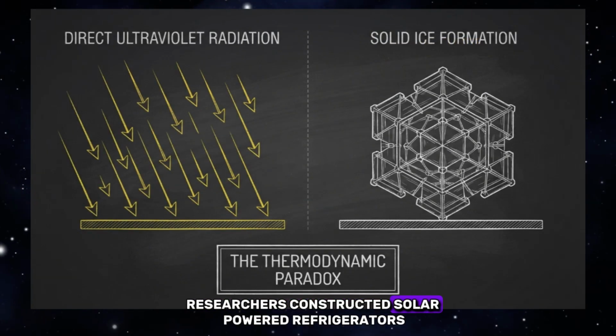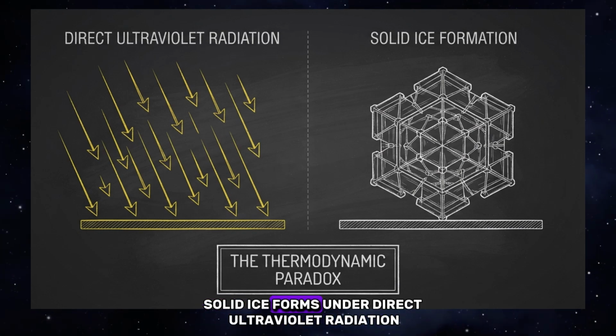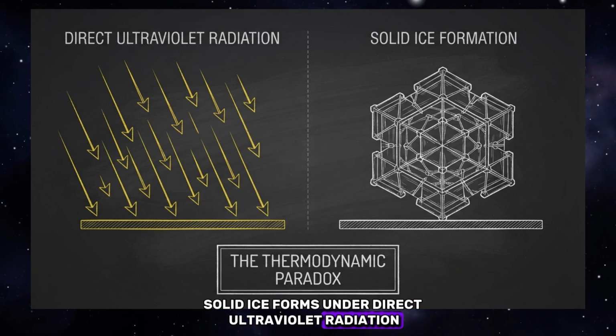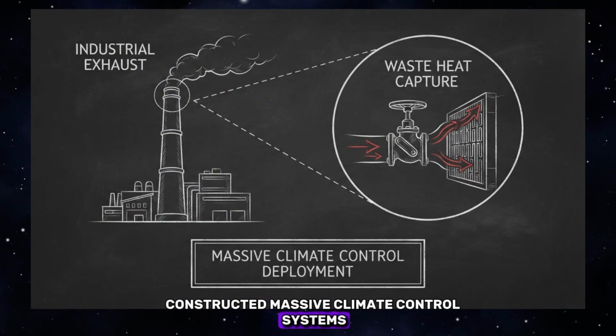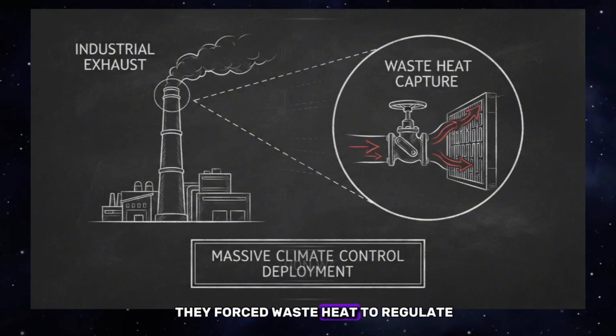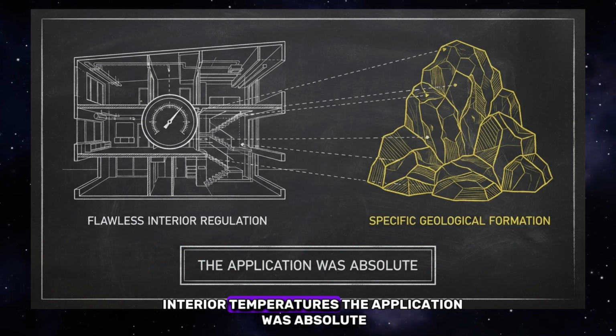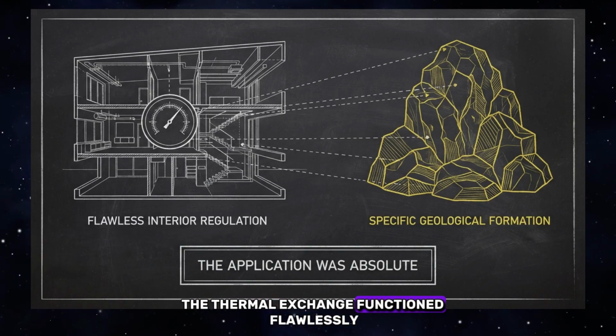Researchers constructed solar-powered refrigerators utilizing this exact principle. Solid ice forms under direct ultraviolet radiation. Industrial technicians constructed massive climate control systems. They captured thermal exhaust. They forced waste heat to regulate interior temperatures. The application was absolute. The thermal exchange functioned flawlessly.